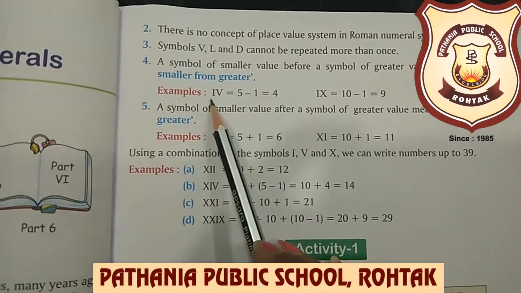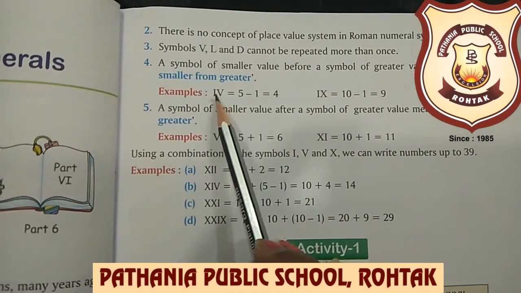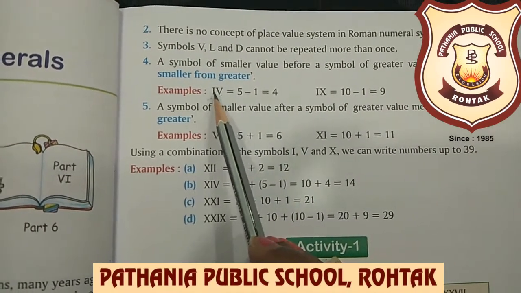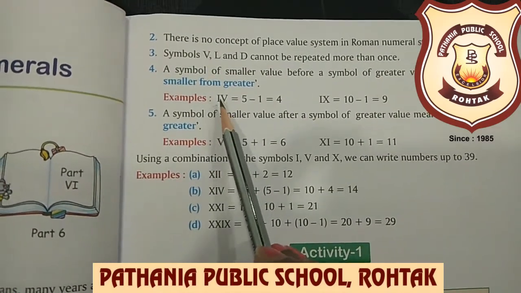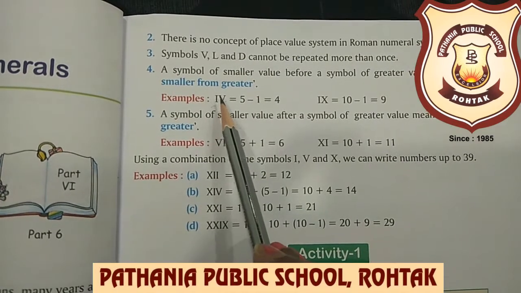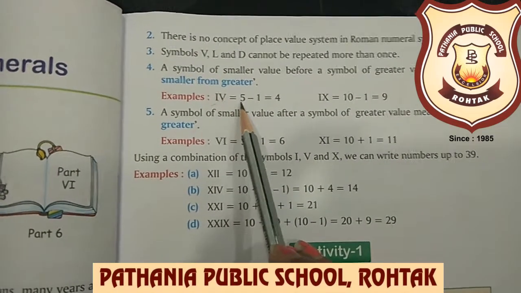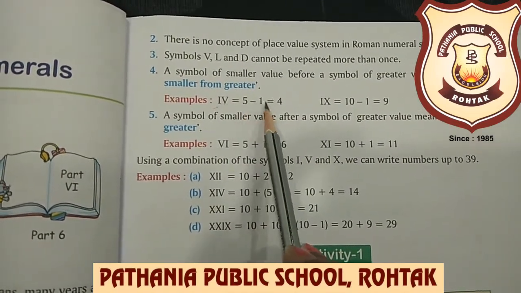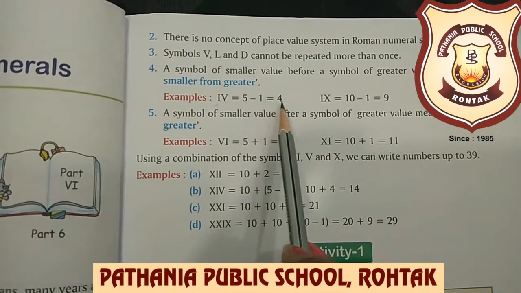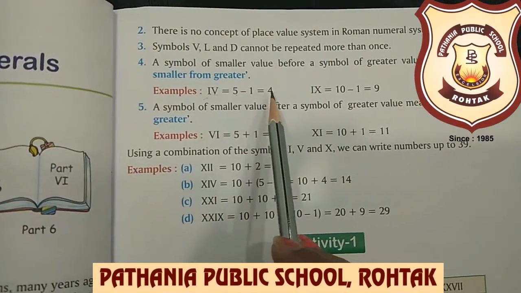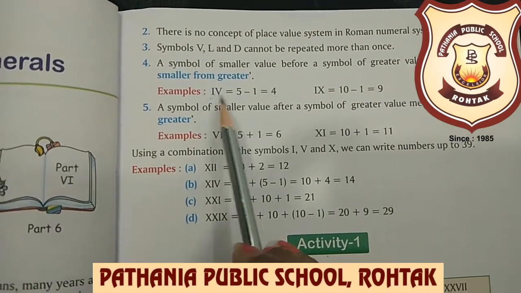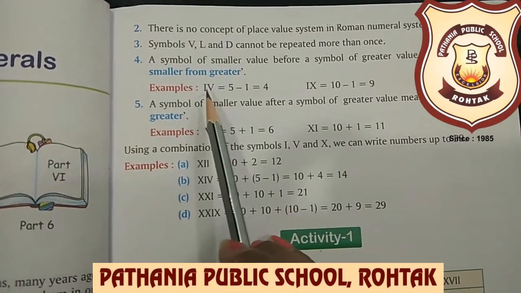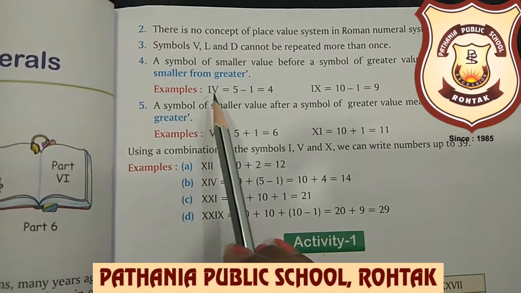Now I is on the left side of V. I is smaller and it is on the left side of V. So this means that here I is being subtracted from 5. And if we subtract 1 from 5, what will be the answer? 4. Yes, so we will write 4 in this manner. This will be the compiled symbol for 4, which is IV.